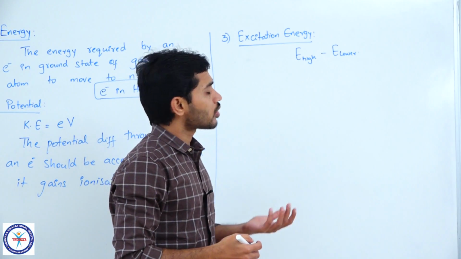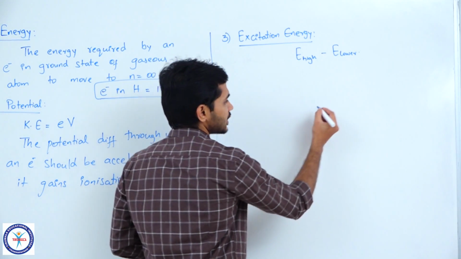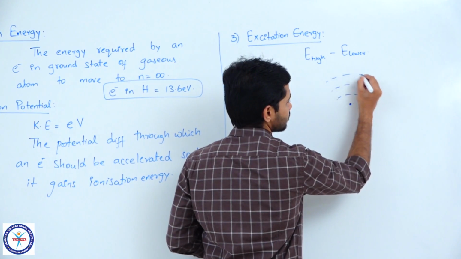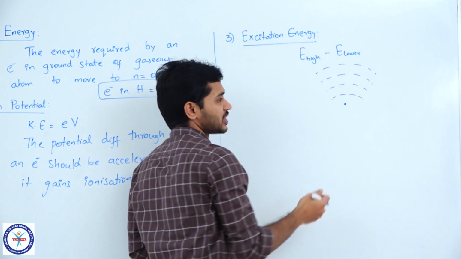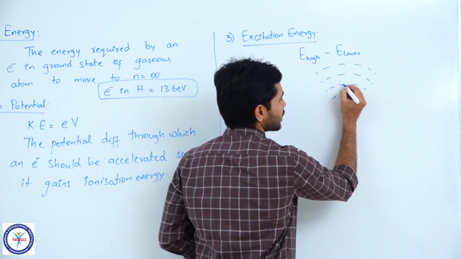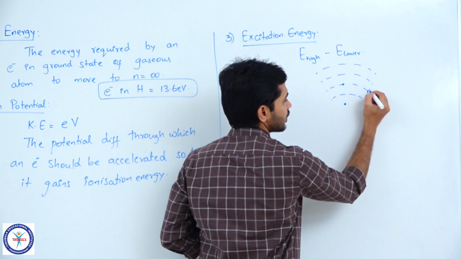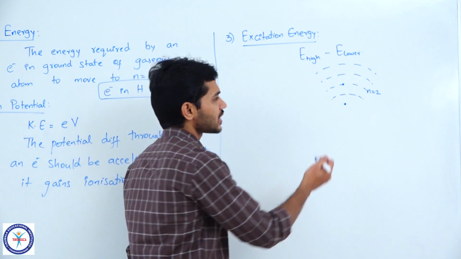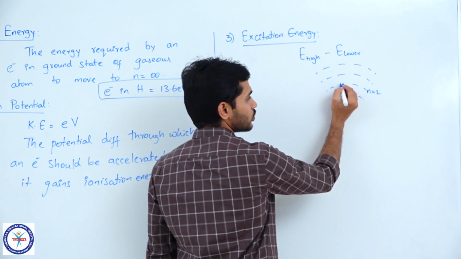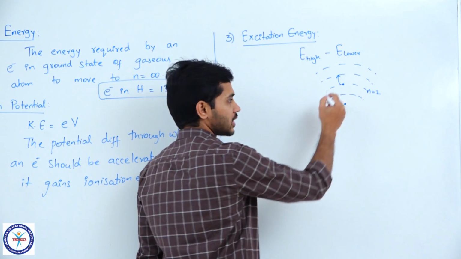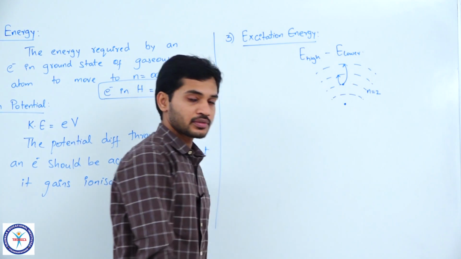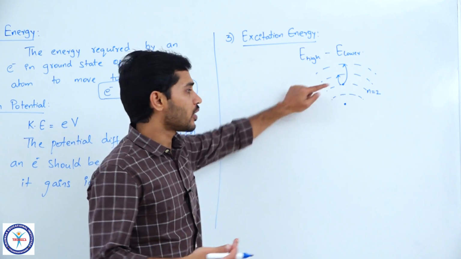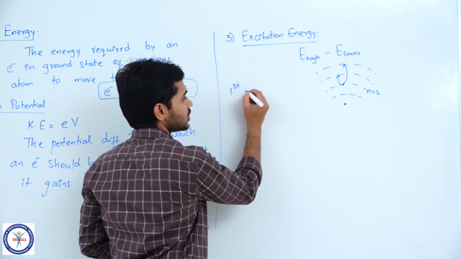When we talk about excitation energy, for example, let us consider a hydrogen-like atom, with these lines representing different orbits. Let us consider that there is an electron in the second orbit, in the n equal to 2 state. When given energy, this electron can move to the n equal to 3 state, or it can move to the n equal to 4 state. The smallest energy with which we can excite the electron, we call the first excitation energy.